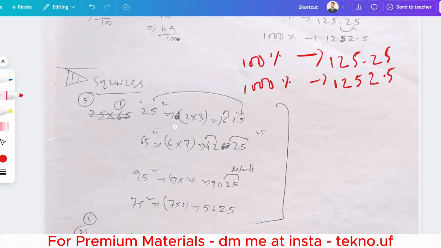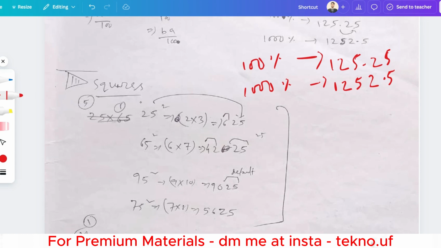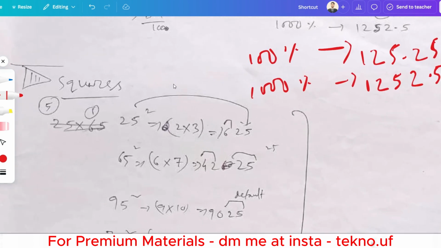So how to calculate this easily? You may remember that 25 square is 625, but you don't remember the square of 95. How to calculate that? Take 25: the first digit is 2, you add one to get 3, and 2 into 3 is 6, and the last digit is 5, so multiply 5 into 5, that is 25.